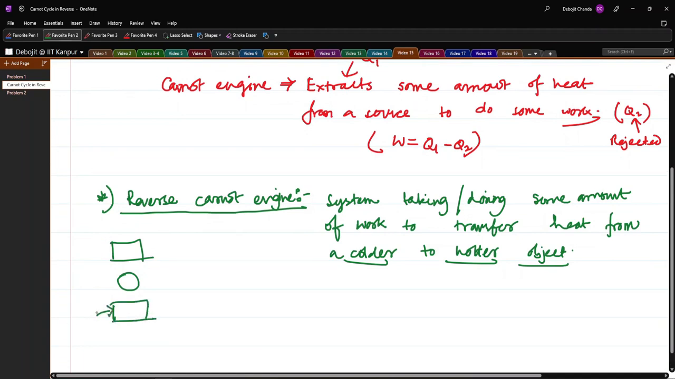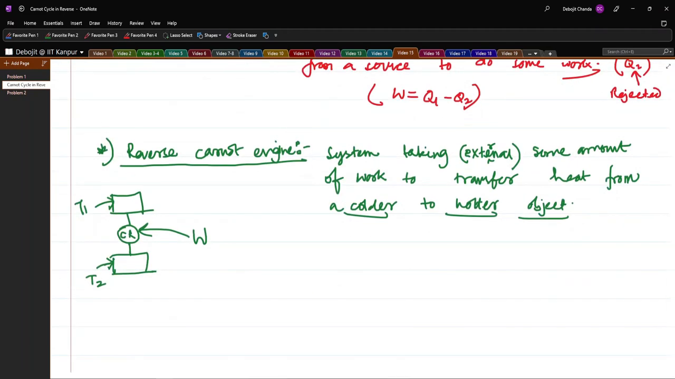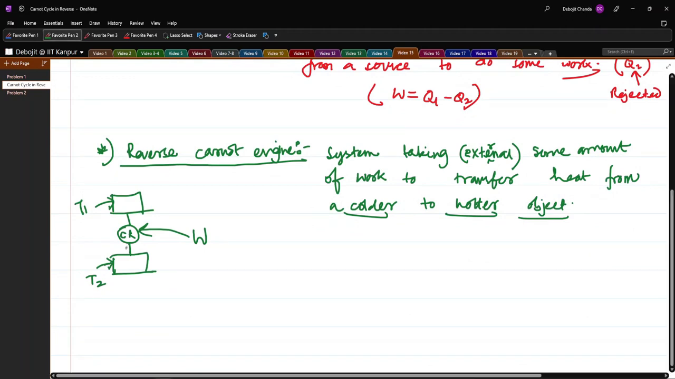So basically, if this is the reservoir at temperature T2 and this is the reservoir at temperature T1, and this is our Carnot cycle running in reverse, then we give external work W to transfer an amount of heat from this one to this one, which is the opposite direction of the Carnot engine. Let us say this is Q2 and this is Q1, then Q1 will be given by W plus Q2.